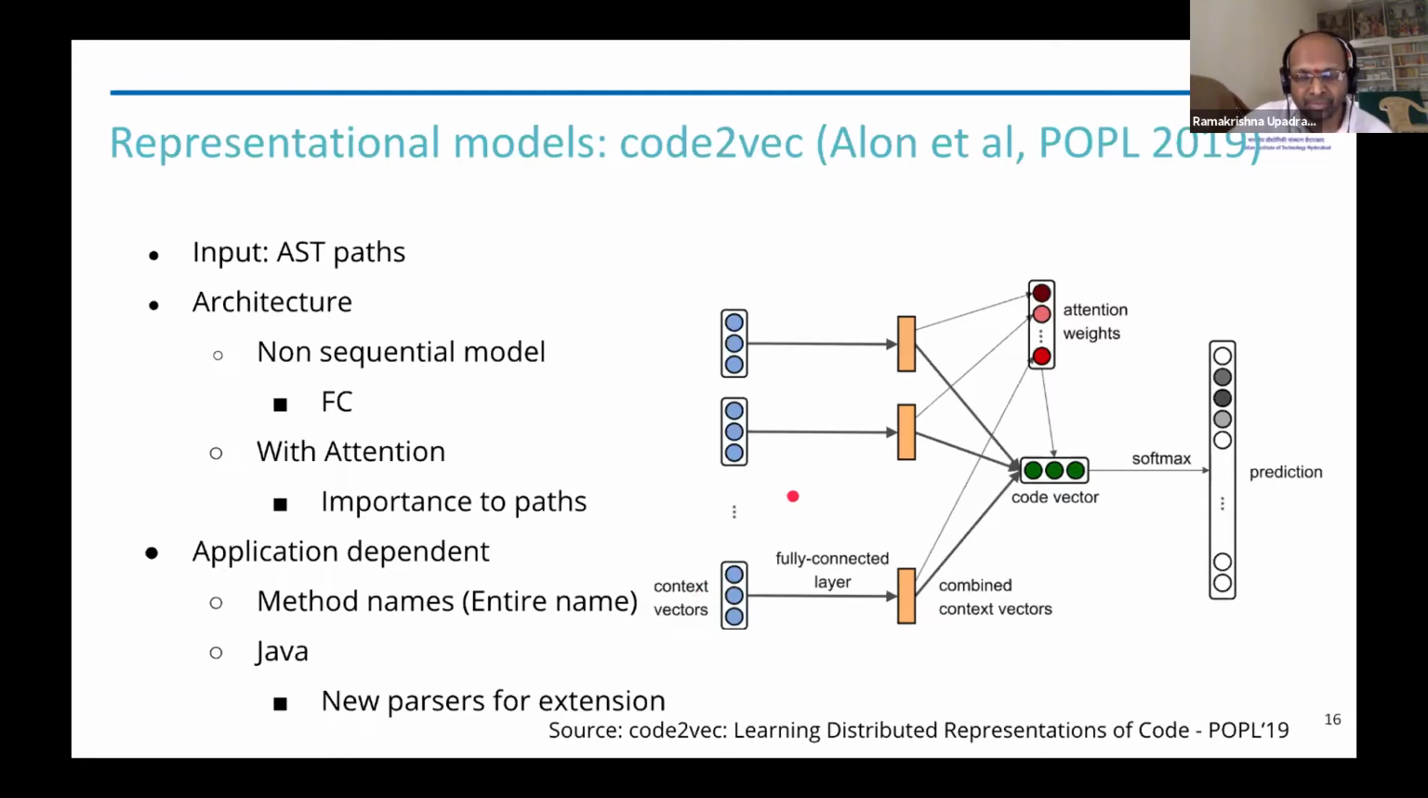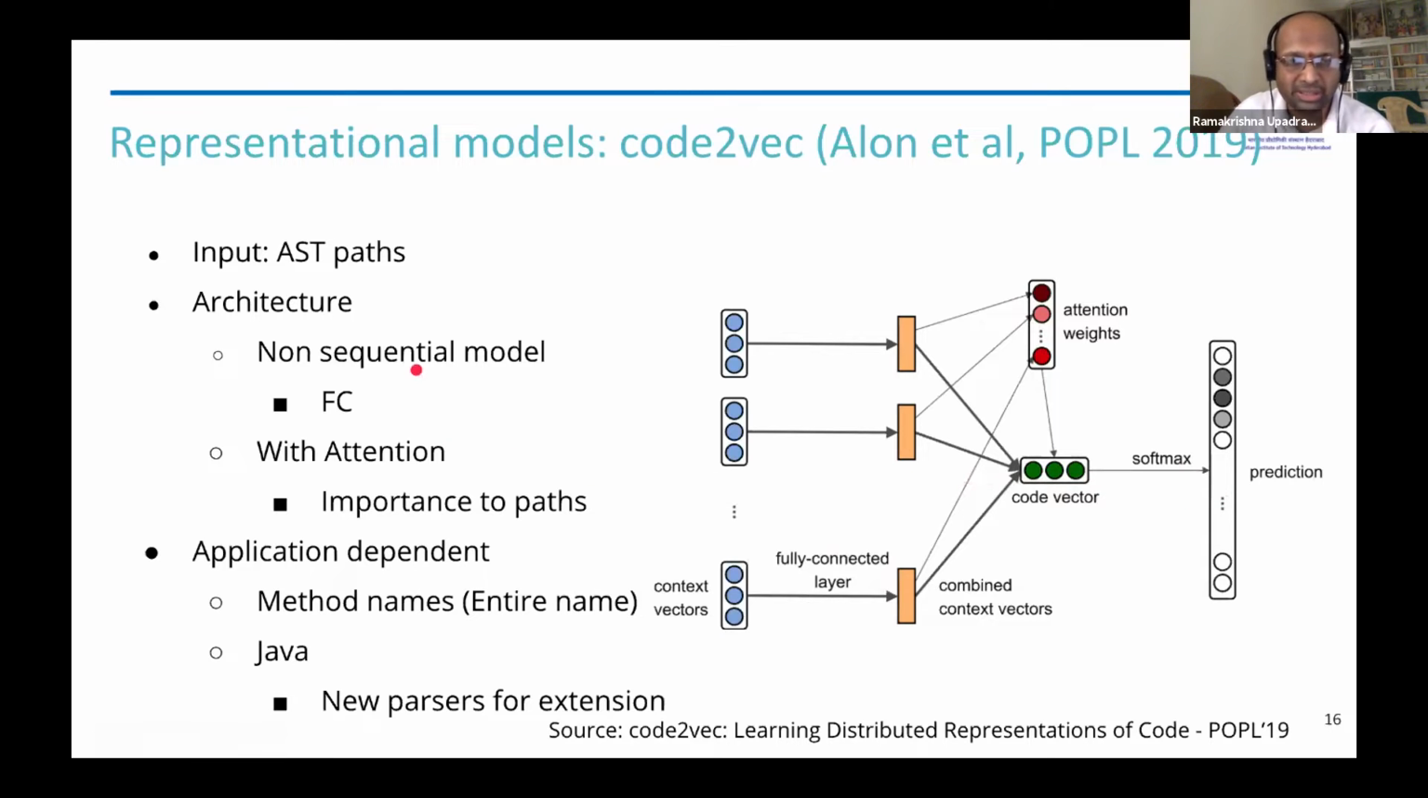Okay, and then these context vectors go through a fully connected layer, a very standard fully connected layer, no complications here at all. Once these individual context vectors go through this fully connected layer, we get a code vector. When it is combined with attention weights, which are, as you can imagine, pre-trained, and then they go through the softmax, which can be used for prediction of method name, etc.